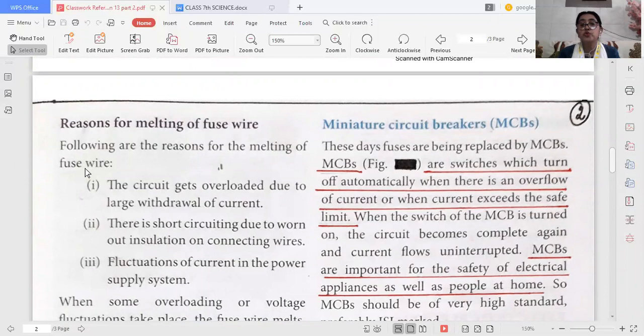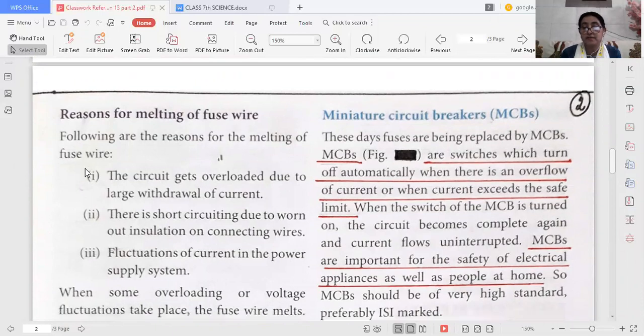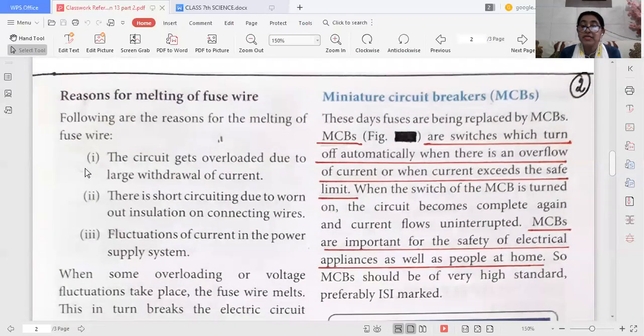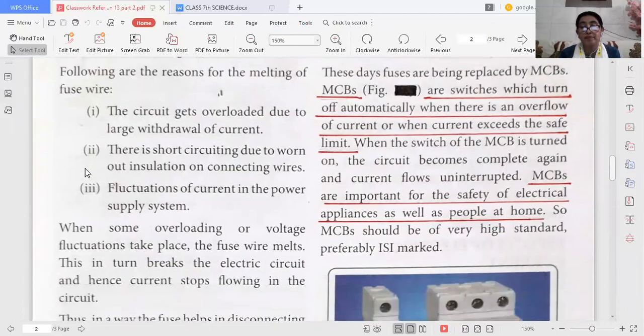These are also switches which turn off automatically when there is an overflow of current or the current exceeds the safe limit. When the switch of the MCB is turned on, the circuit becomes complete, and MCBs are very important for the safety of electrical appliances as well as the people at home.